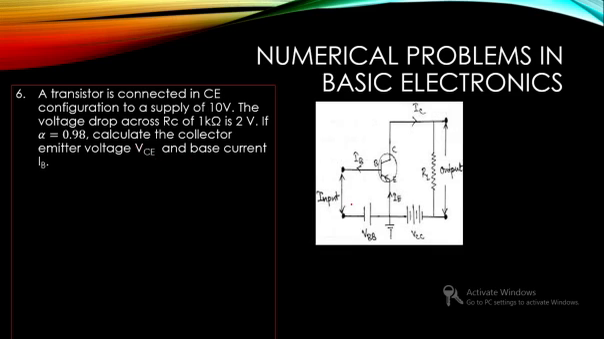So this is the common emitter configuration where emitter is common to the input as well as the output. So what is the input current? It is IB, and output current is IC. Okay, so we are asked to find out what is the voltage across collector and emitter. VCE has to be found out.